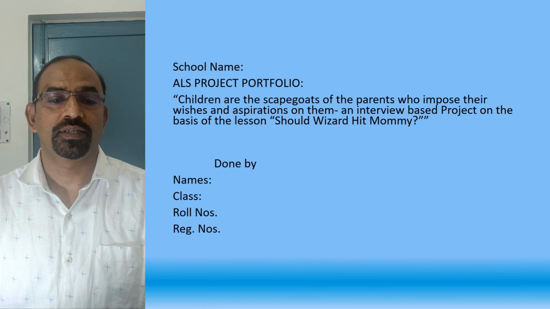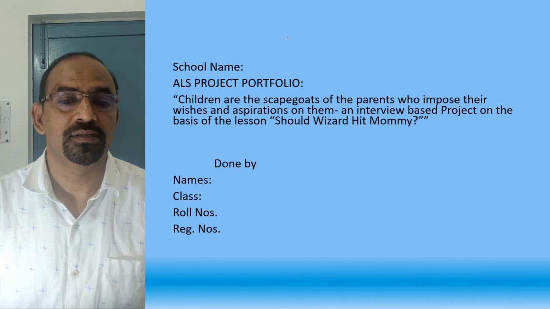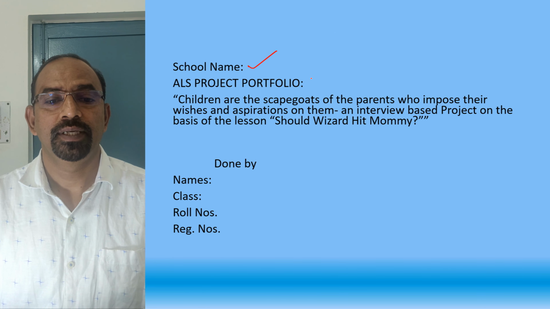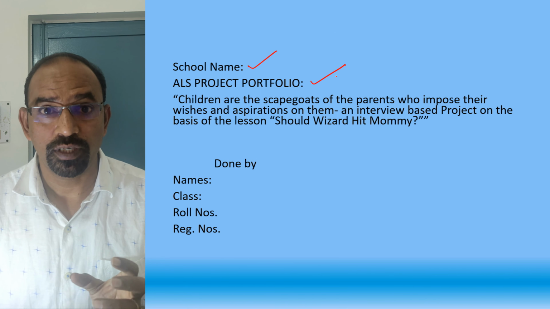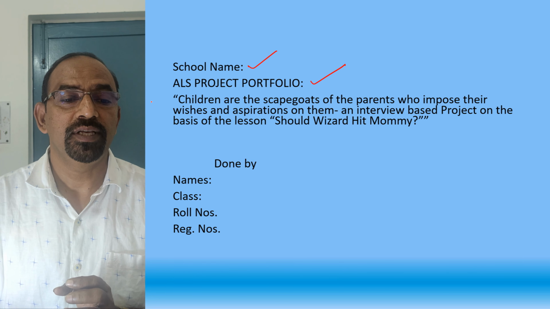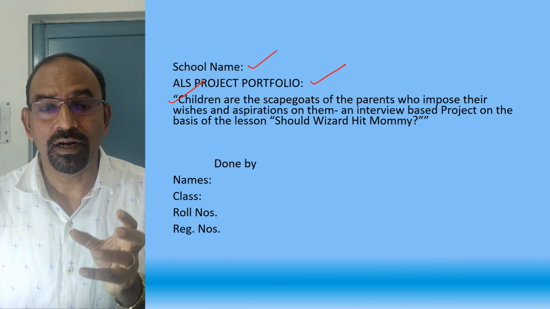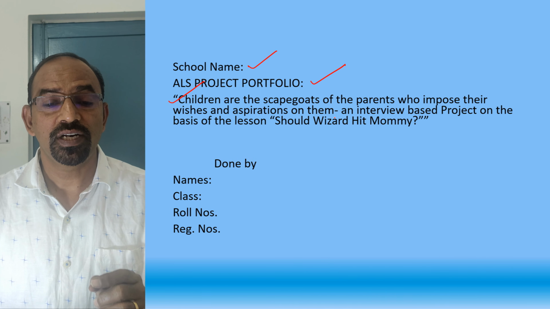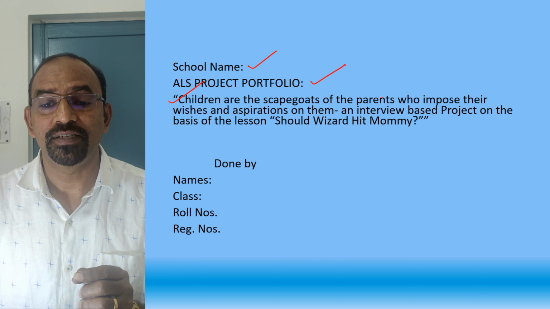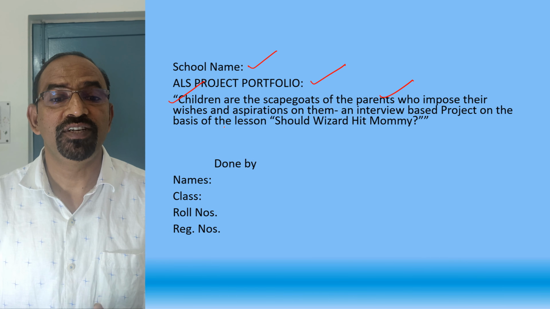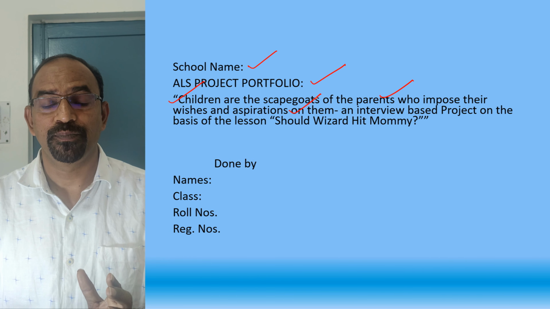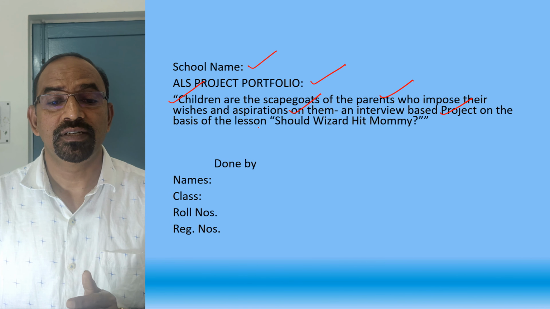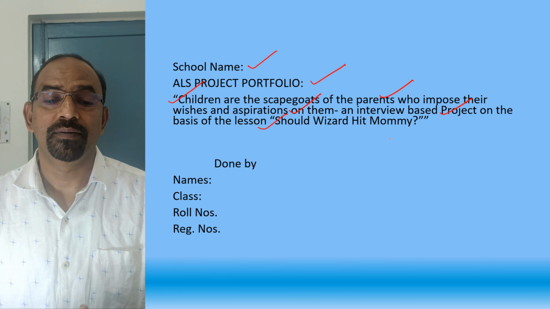First page of the project looks like this. First you have to write the school name, then ALS project portfolio, then give the particular title of your project. Here the title is Children are the scapegoats of the parents who impose their wishes and aspirations on them. An interview based project on the basis of the lesson Should Wizard Hit Mummy?